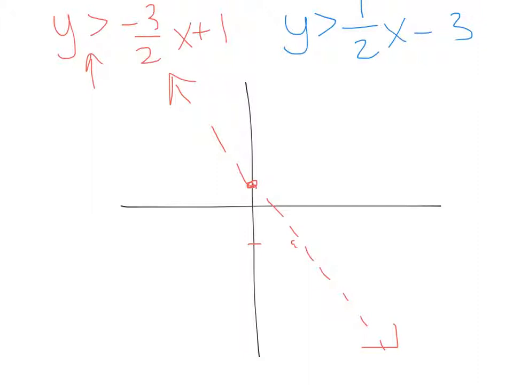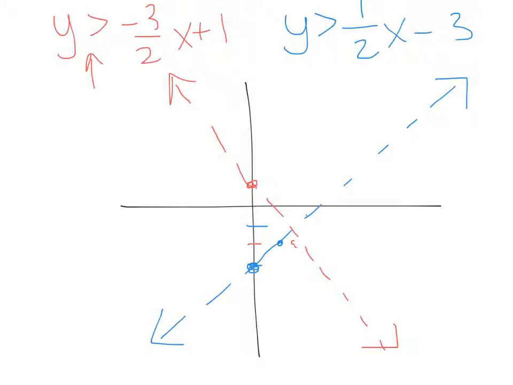So I go down to -1, -2, -3. So I go down to -3. So this was down 1, 2. Okay, so I go down to -3, start there, and then I go up 1 over 2, up 1 over 2. Okay, and this is going to be a dashed line again.